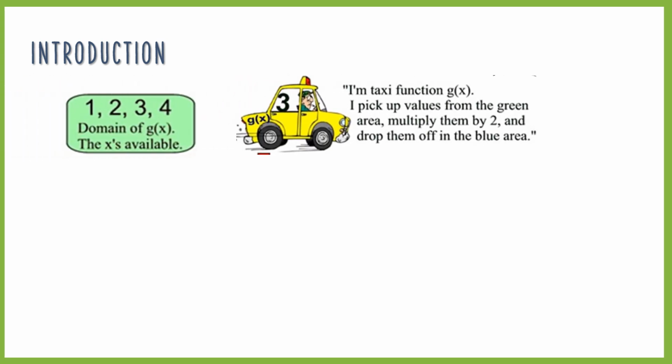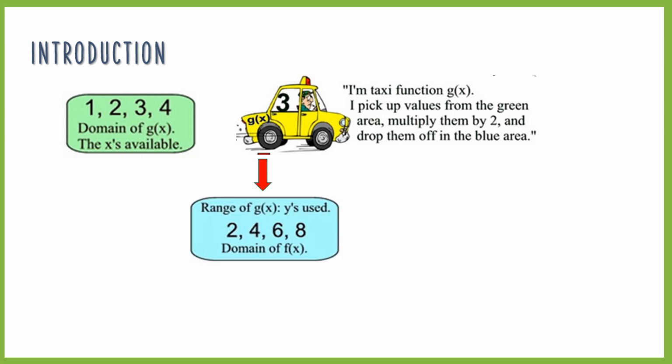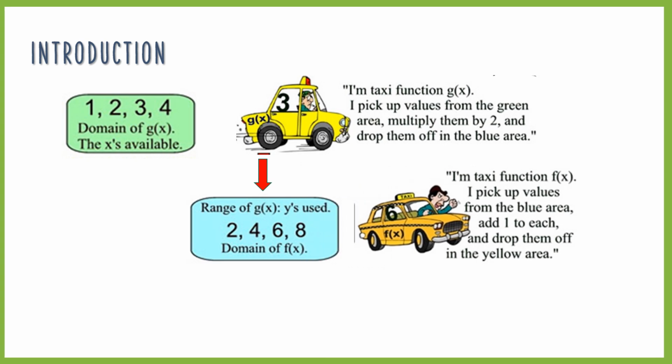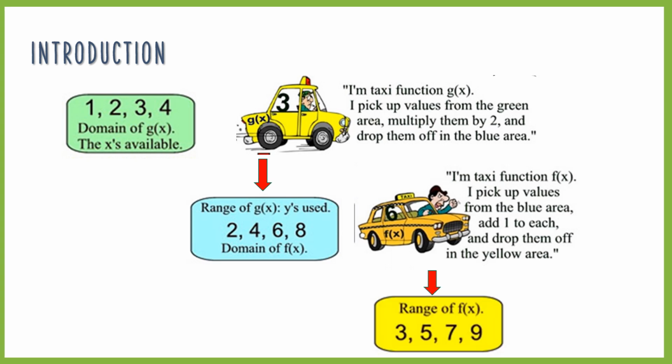If I'm a taxi function g, I pick up values from the green area, multiply them by 2 and drop them off in the blue area. For example, the value of 3 is picked up, multiply 3 by 2, and the value of the product 6 is dropped off in the blue area. Then, another taxi function f will pick up the values from the blue area, add 1 to each, and drop them off in the yellow area. Hence, the output value of 6 is picked up by taxi function f, add 1 to 6, and the value of 7 is dropped off in the yellow area. This forms a composite function f of g.